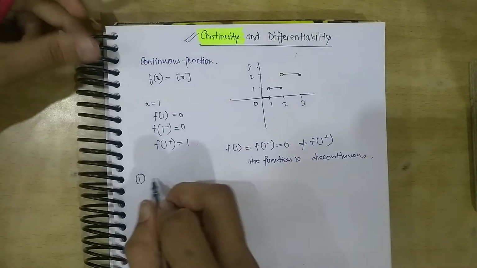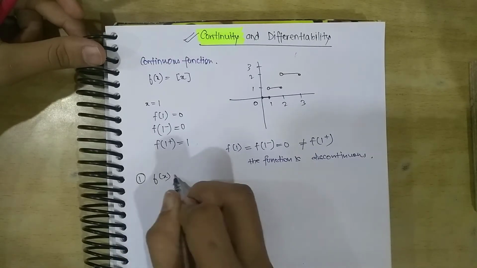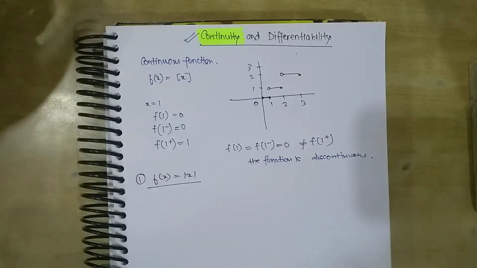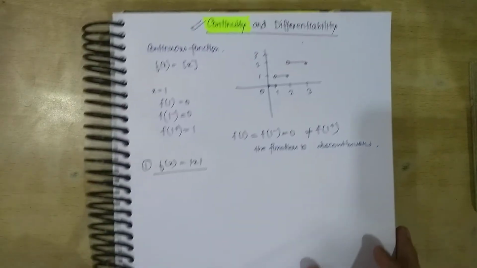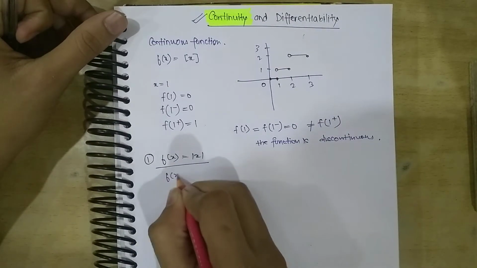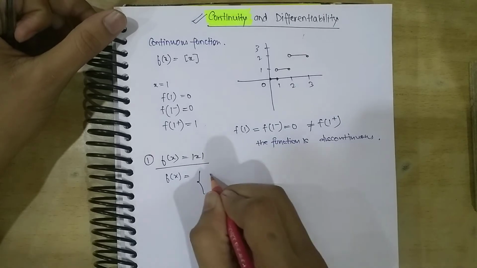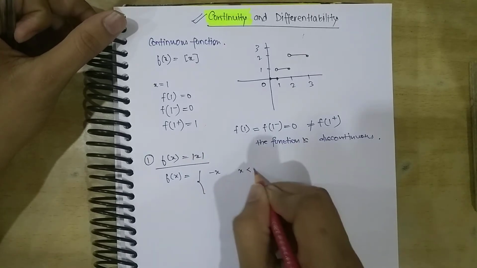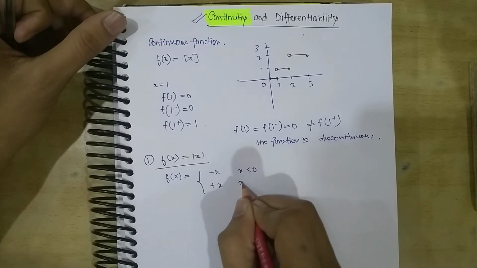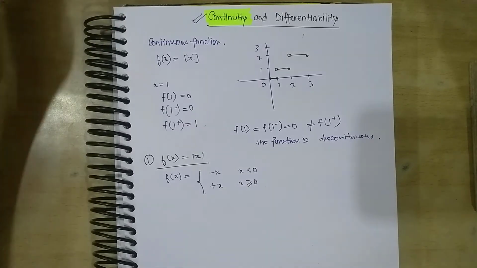आवर फर्स्ट एग्जांपल इज गोइंग टू बी द फंक्शन f(x) इक्वल टू mod x. सो लेट्स कंसिडर दिस. अगर हम देखें, हम f(x) को इस फॉर्म में भी रिप्रेजेंट कर सकते हैं. इट इज -x व्हेन x इज लेस देन 0 एंड इट इज +x व्हेन x इज ग्रेटर देन और इक्वल टू 0. सो लेट्स कंसिडर.